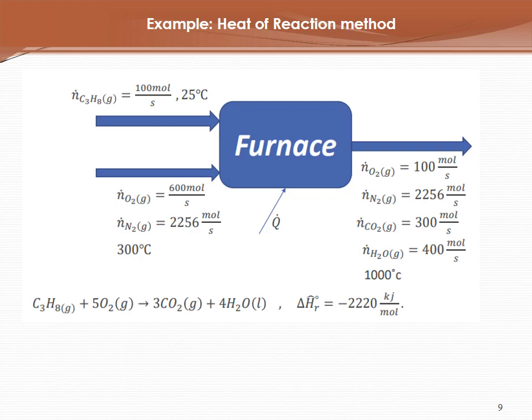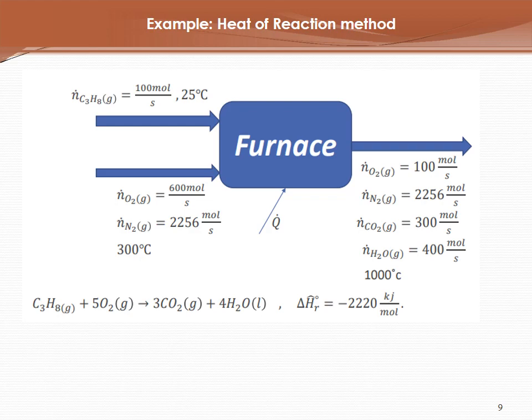Now, if you look at the exit streams, we have oxygen. This is the unburnt, excess oxygen, and then we have nitrogen. You can clearly see that all of the input nitrogen has come out. All of the 2256 moles per second of flow rate is there. Then you have carbon dioxide and H2O, because combustion of hydrocarbons will give you CO2 and H2O. The flow rate is also given, and the entire products are at 1000 degrees Celsius.